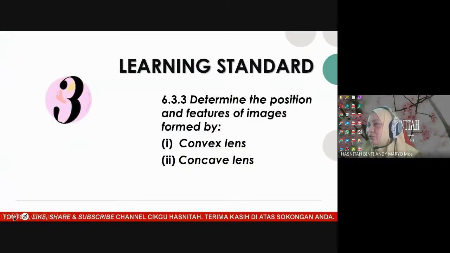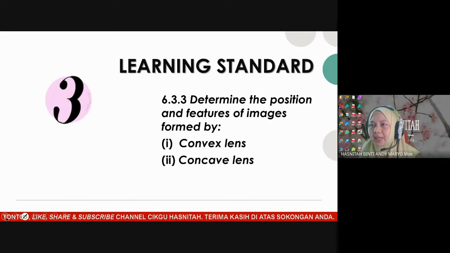Okay, now this one, so it's 6.2.3, 6.3.2, nothing much at all. Okay, this one is the most important part. 6.3.3, to determine the position and features of image formed by convex lens.